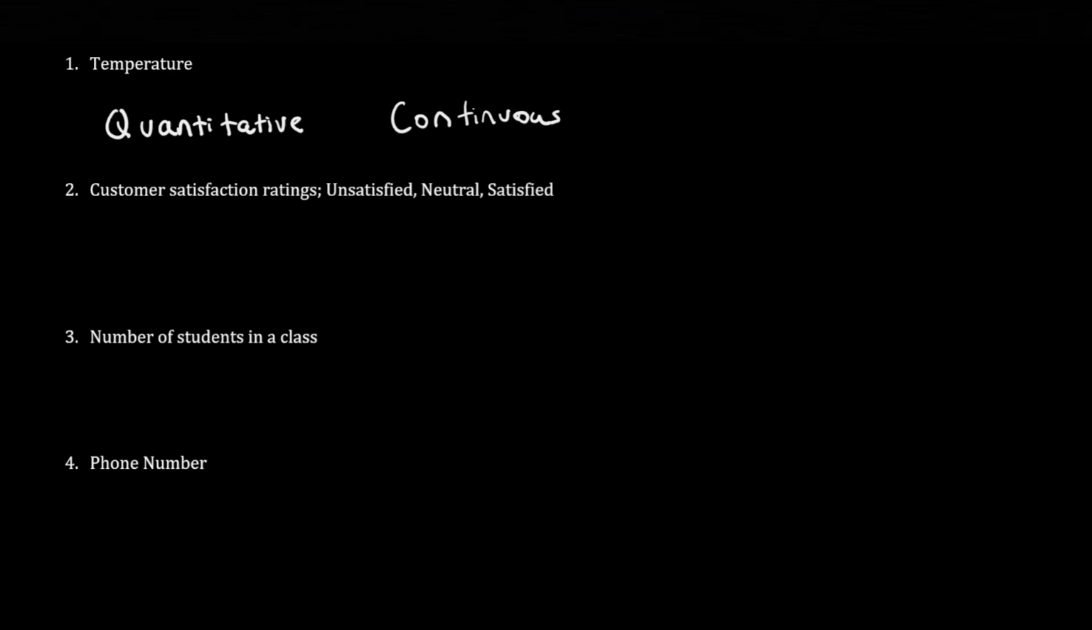Number 2, what type of variable are customer satisfaction ratings, where the categories are unsatisfied, neutral, and satisfied? We see here that we're dealing mainly with categories, so this is qualitative. Now, is the variable nominal or ordinal? We first want to check if the categories have a logical ordering or ranking. And it does. We can say that neutral is less than satisfied, and unsatisfied is less than neutral. So this is ordinal.